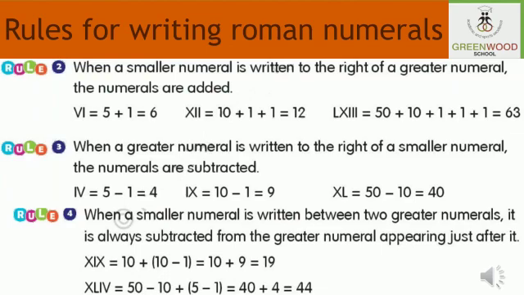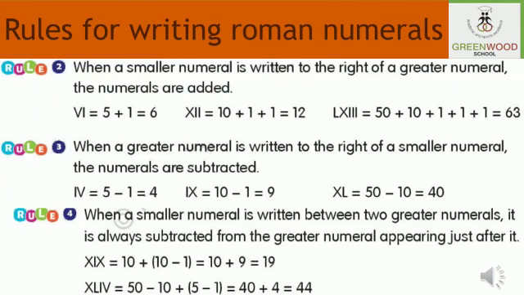Rule number 3. When a greater numeral is written to the right of a smaller numeral, the numerals are subtracted. For example, IV. I means 1, V means 5. So, 5 minus 1 is equal to 4. IX. I means 1, X means 10. So, 10 minus 1 is equal to 9. XL. X means 10, L means 50. So, 50 minus 10 is equal to 40.